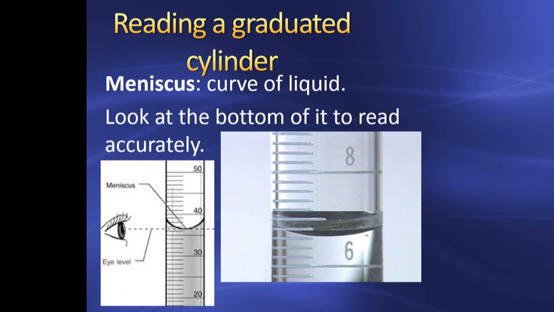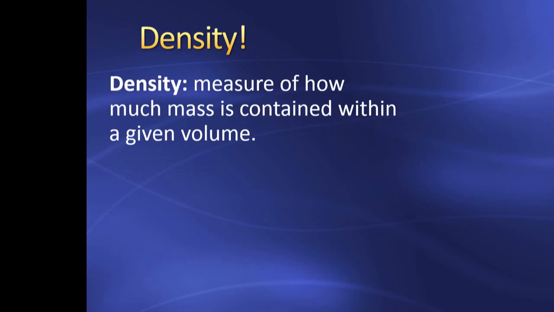One note on reading graduated cylinders. Due to cohesive and adhesive properties of water and other liquids, when looking at a graduated cylinder and other liquid measuring tools, you'll notice a curved line at the top of the liquid. This is the meniscus. To properly read the volume of water, you need to read the measurement from the bottom of the meniscus.